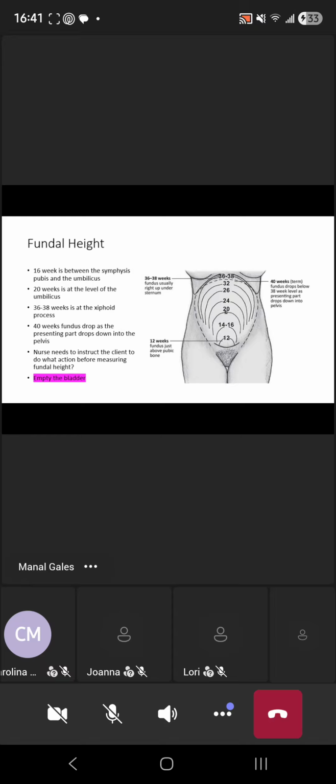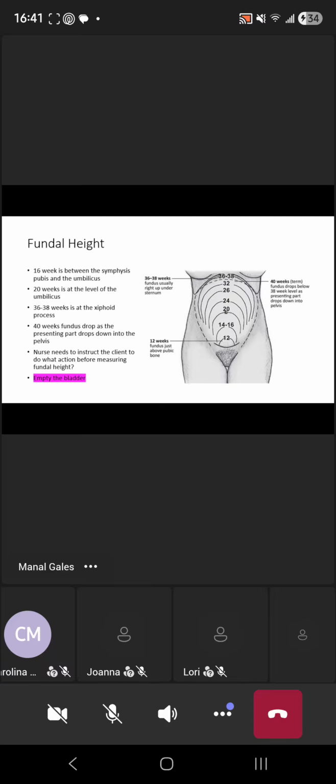At the pubic symphysis, it is 12 weeks. Once she starts to get the fundus above the pubic bone, this is 12 weeks. Then 16 at the umbilical area. Then 38 at the xiphoid process. So 38 weeks at the xiphoid process, okay? Then 40 weeks, where should it go?